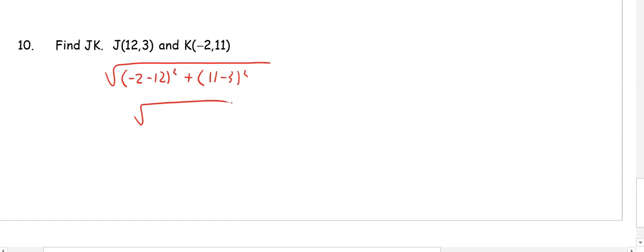In number 10, with our distance formula, we have x minus x squared plus y minus y squared. So we get negative 2 minus 12 is negative 14 squared plus 8 squared. Negative 14 squared is 196. Remember, anytime you square a negative number, you should get a positive still. So we have 196 plus 64. And when we add those together, we get the square root of 260. So we're going to put that in our calculator and round. So that is going to be 16.12.